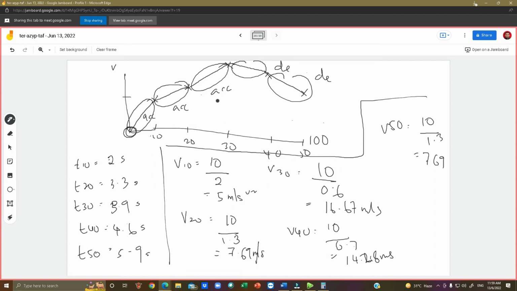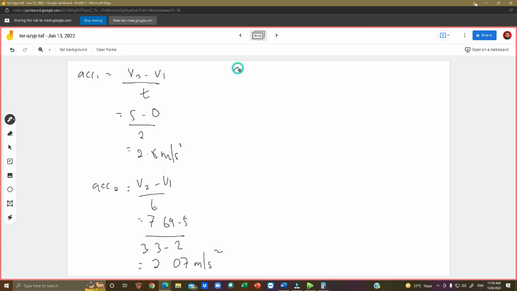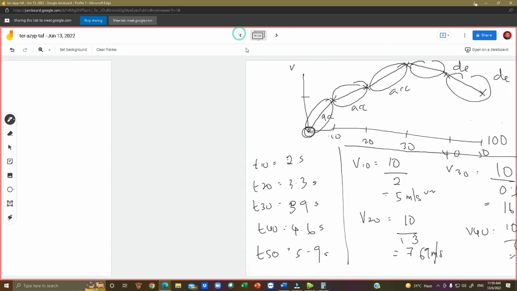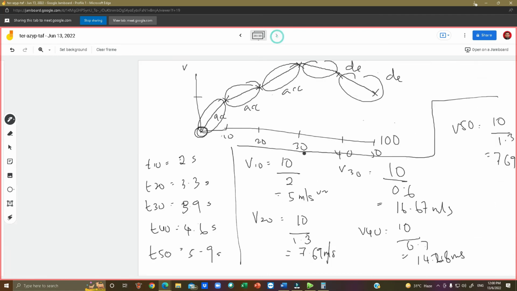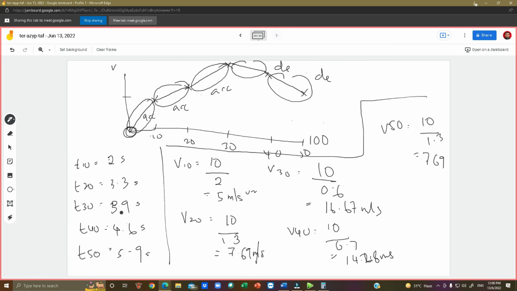Okay, now the third one. The third one, this will be V2 and this will be V1. So we have acceleration 3, 16.67 minus 7.69 over the time, which is 3.3.